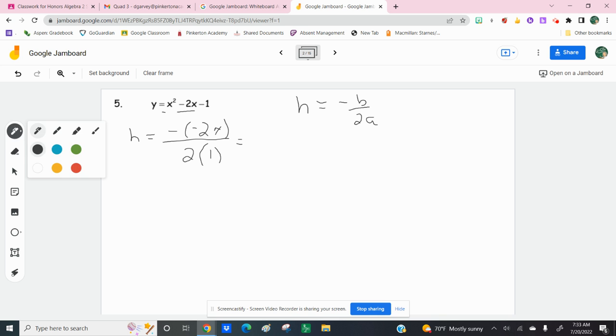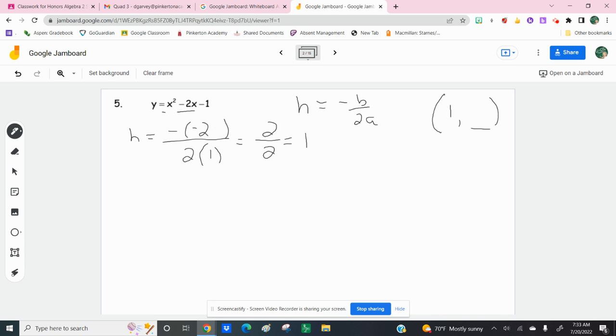This x shouldn't be there. I don't know why I put an x there. Just minus 2. There we go. All right, so I have minus a minus 2, so that's going to be a positive 2 divided by 2, so that's just going to be 1. So now I know the x value of my vertex is 1.